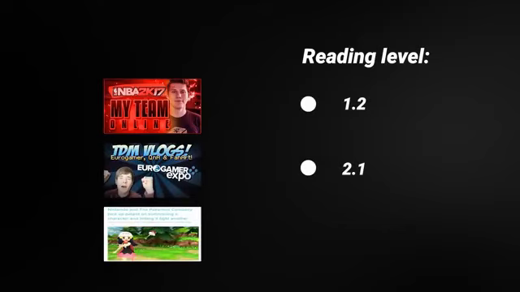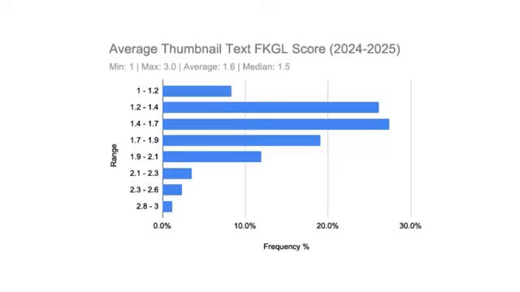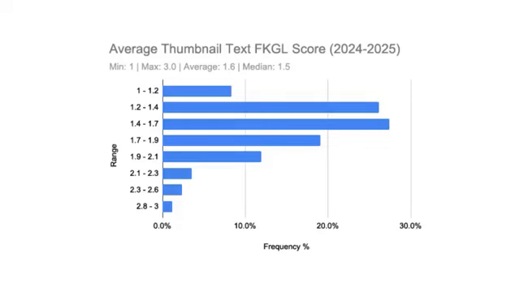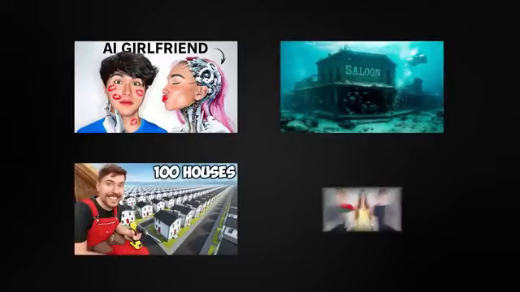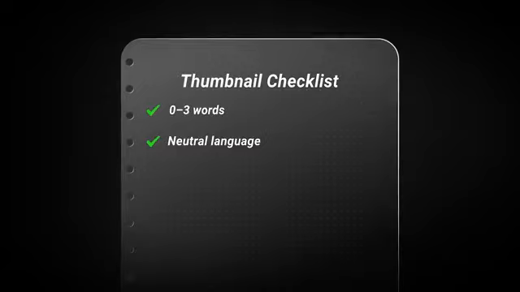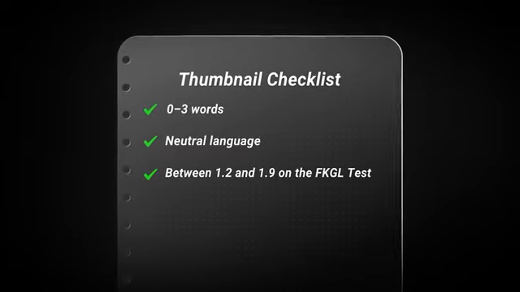Now, this graph shows the typical thumbnail text complexity across the top YouTubers we studied, and we can see the vast majority sit between a 1.2 and a 1.9, meaning the average 7-year-old should have no problem reading and understanding them. Makes sense, given the average thumbnail only has 2 to 3 words in it. Pretty much any 2 to 3 word sentence is going to be pretty easy to read. But if we were to add this to our checklist, if you wanted to model the top 100 YouTubers, you'd want it to score between 1.2 and 1.9 on the FKGL readability test.